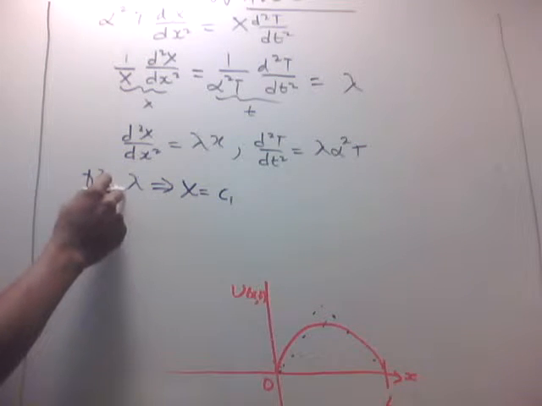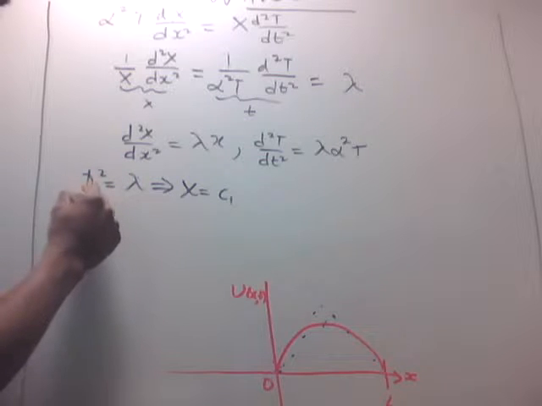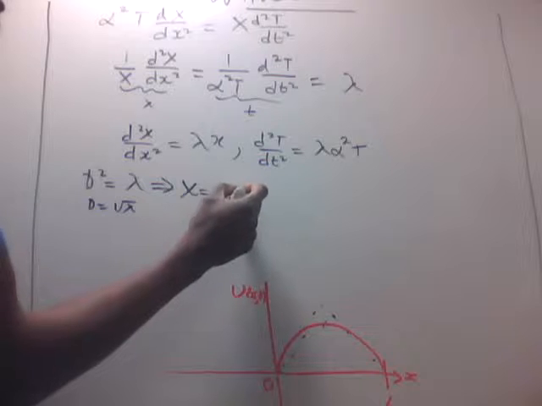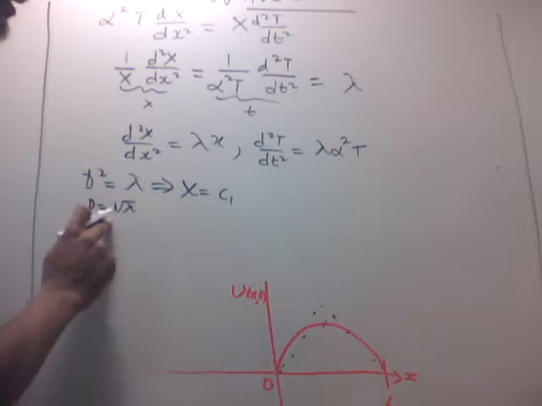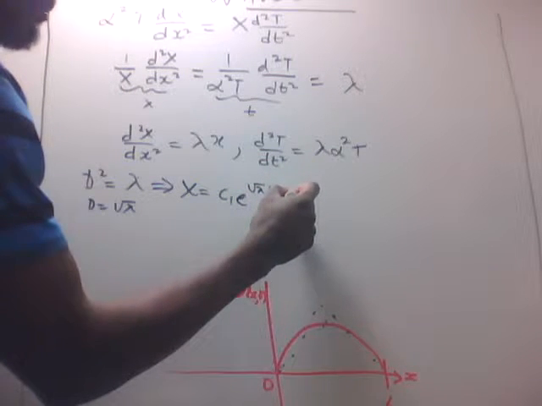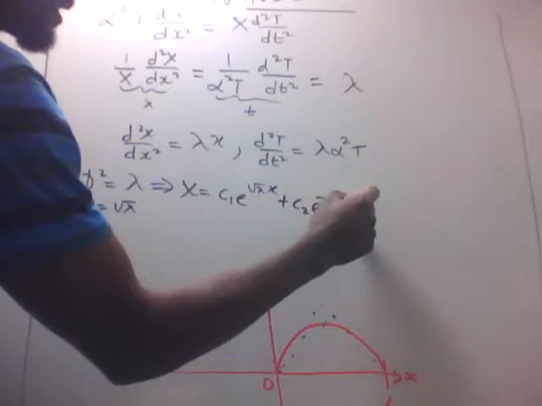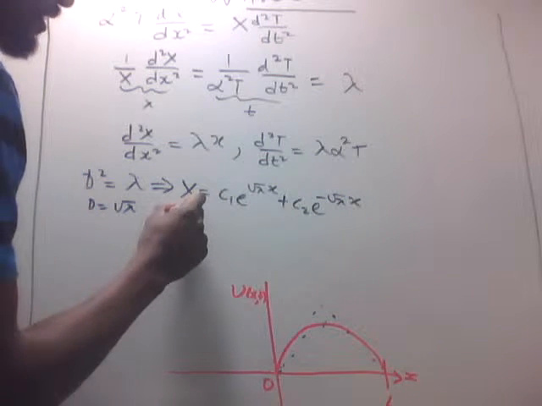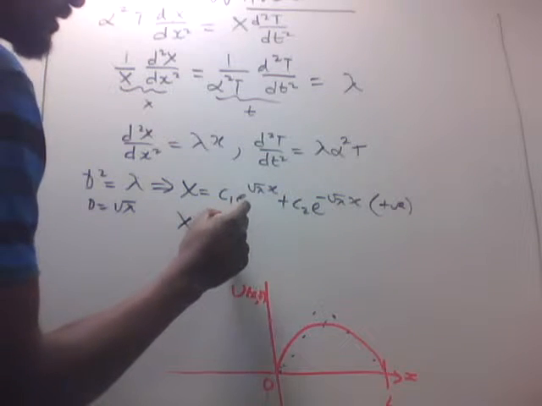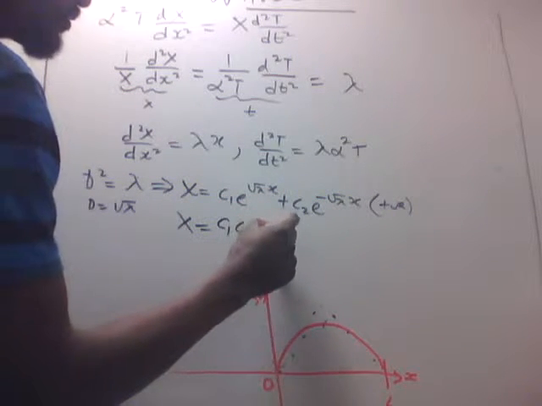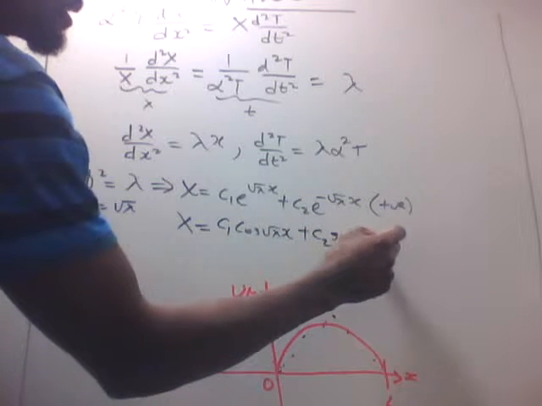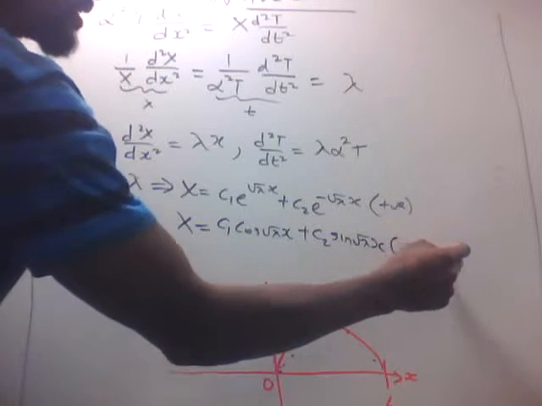Which means d equals square root of lambda. If lambda is positive, then the square root of lambda is a real, positive number, and X is c1 e to the root lambda x plus c2 e to the negative root lambda x. If lambda is negative, I have c1 cosine root negative lambda x plus c2 sine root negative lambda x.